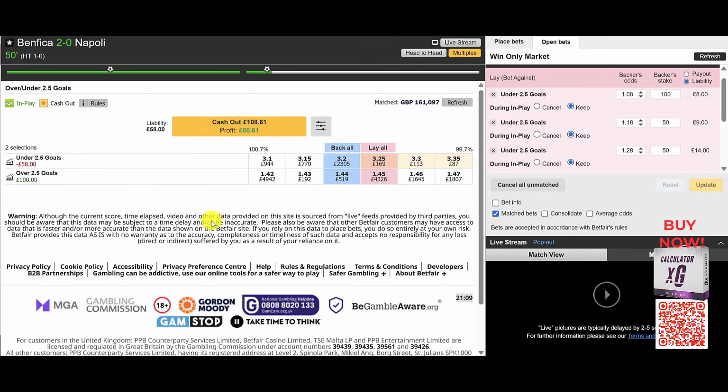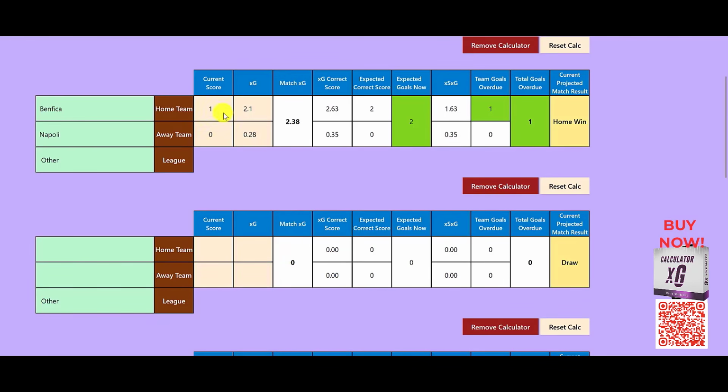50 minutes on the clock. A very, very fast answer to our trade. As I did forecast at half-time, Benfica are winning this and probably should be 2-0 up according to the XG. 50 minutes on the clock. It's just gone Benfica 2, Napoli 0. So I've updated the XG numbers. Let me update the score and we'll take a look at this.